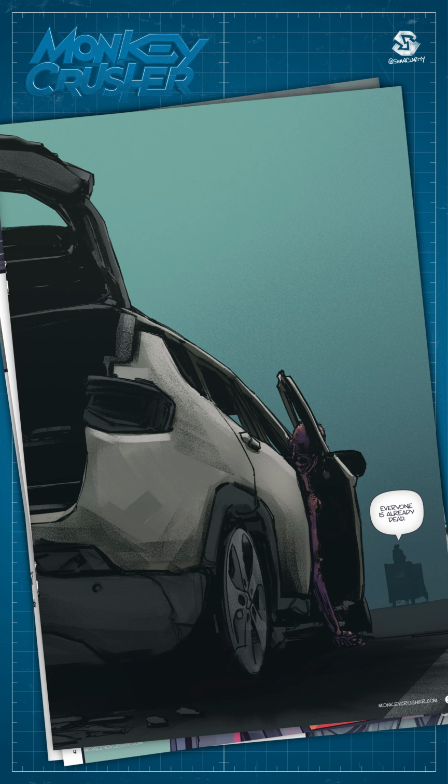Page 5, our final page in this scene, is a very simple diagonal composition that leads our eyes down to our characters as they leave the scene, fading out into the background.